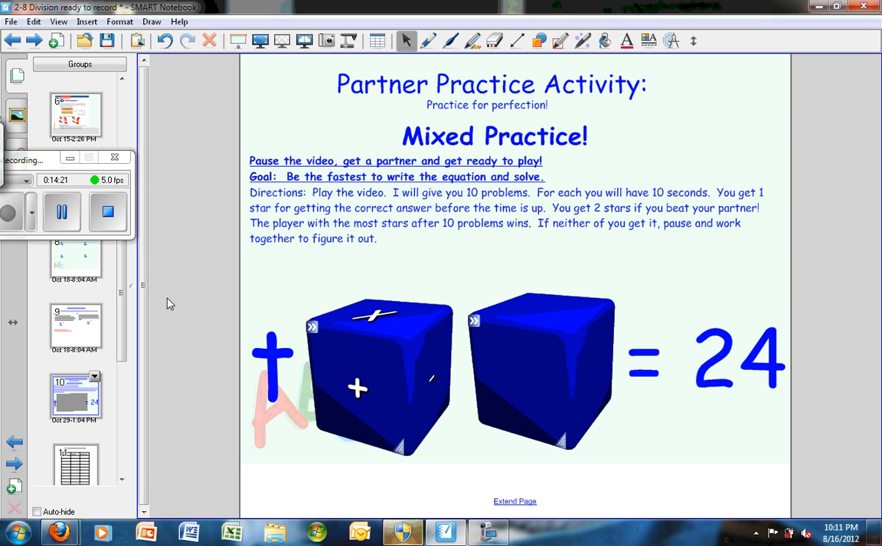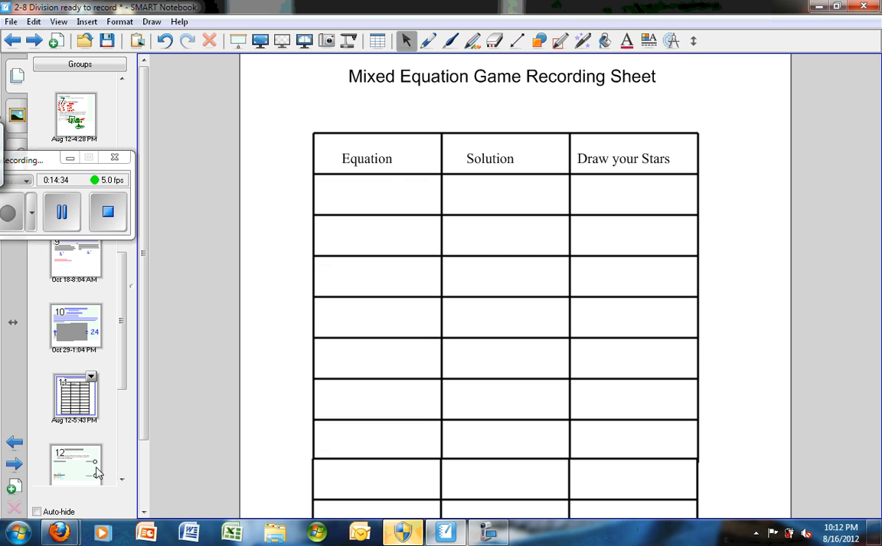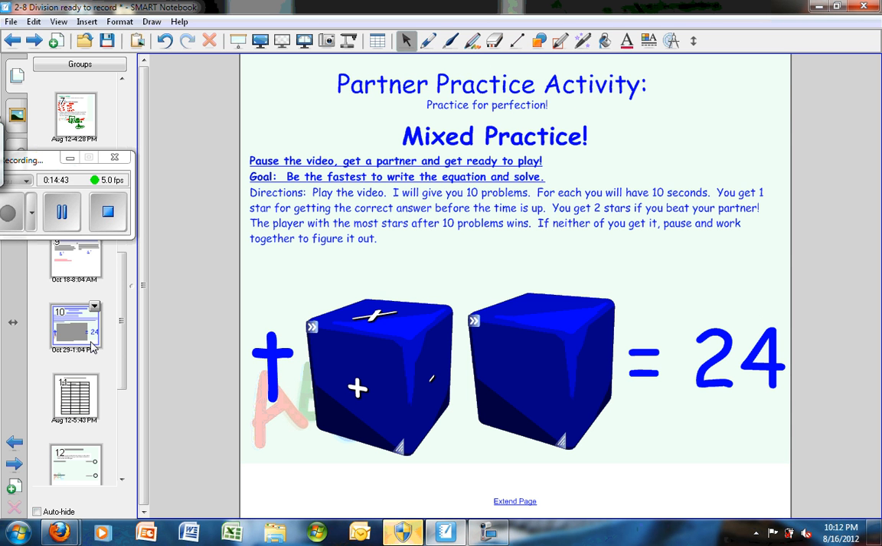I'm going to give you 10 problems. For each one, you have 10 seconds. You get 1 star for getting the correct answer before the time is up. You get 2 stars if you beat your partner. So here is the answer sheet, or the sheet that you're going to use to be writing down the equations and solutions and keeping track of your stars. So I will be doing this on the next video for you. So when you are ready, go ahead and play that next video, and good luck.